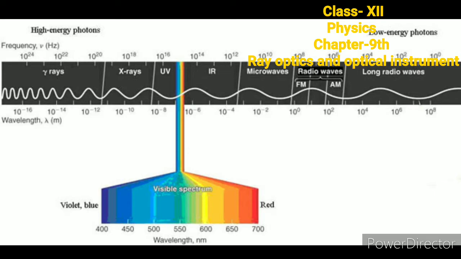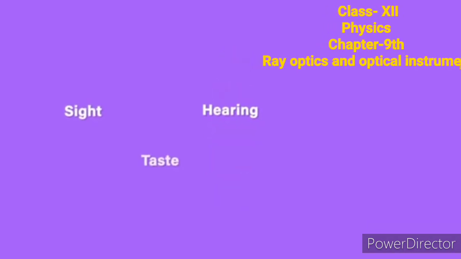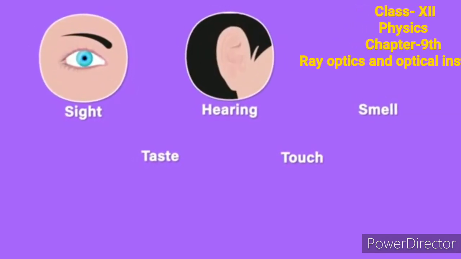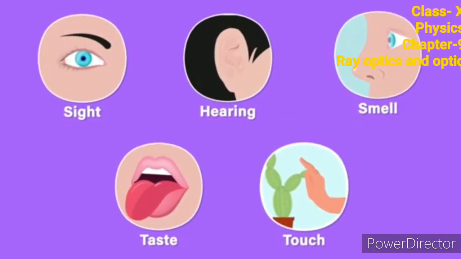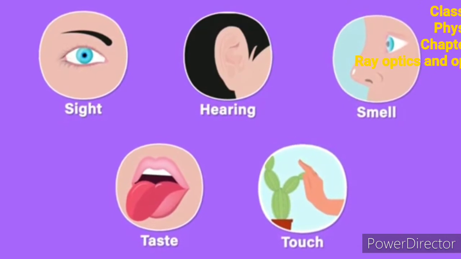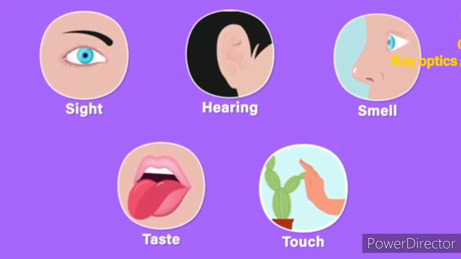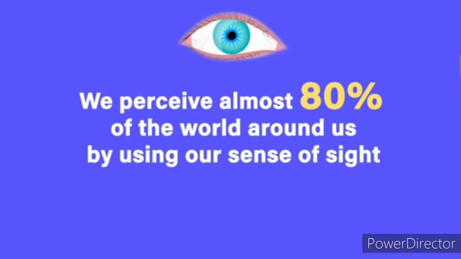How do we humans perceive things around us? We have 5 senses that help us interact with the world around us. These are sight, hearing, smell, taste, and touch. The sense of sight is one of the most important senses. Here is something very interesting: we perceive almost 80% of the world around us by using our sense of sight.